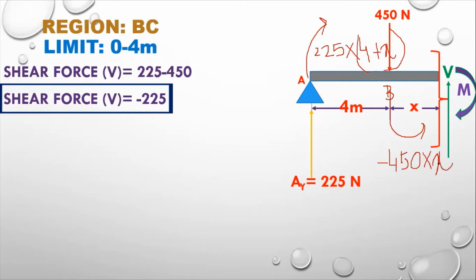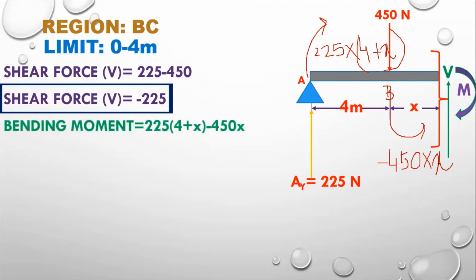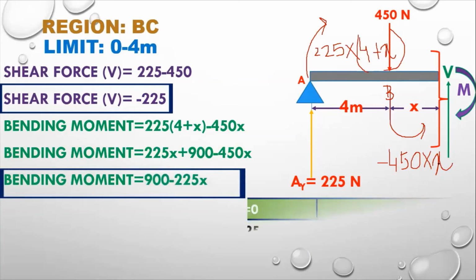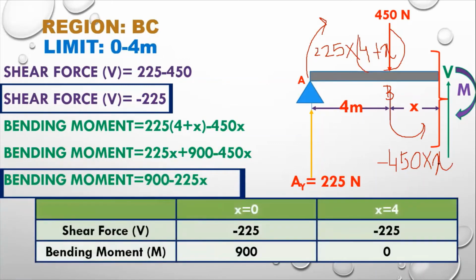So this will be the equation. Now you can see, bending moment is equal to 225 into (4 plus x) minus 450x, which is 225x plus 900 minus 450x. So the equation comes out to be 900 minus 225x. Now we have to put the values x equals 0 and x equals 4. That is the limit of region BC.